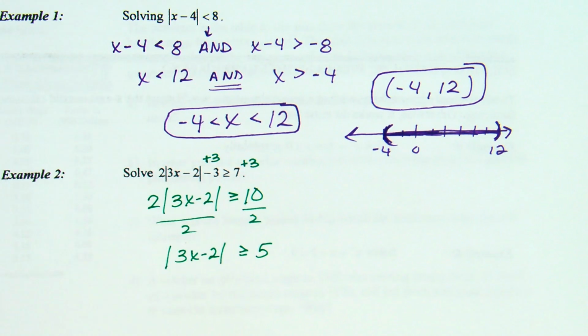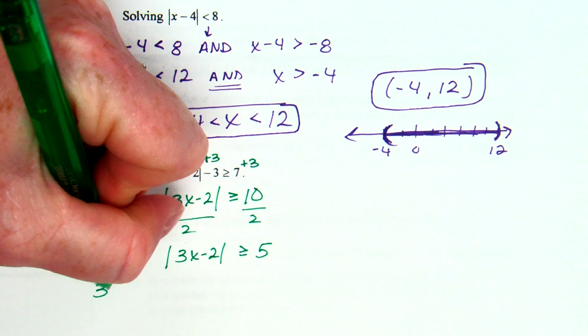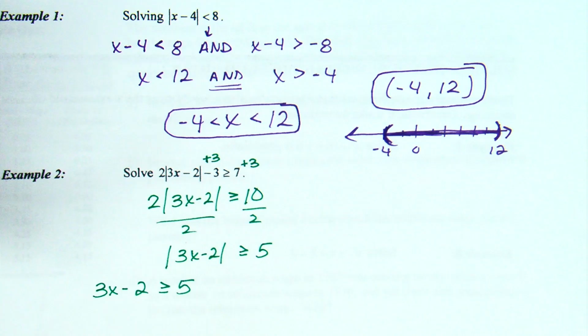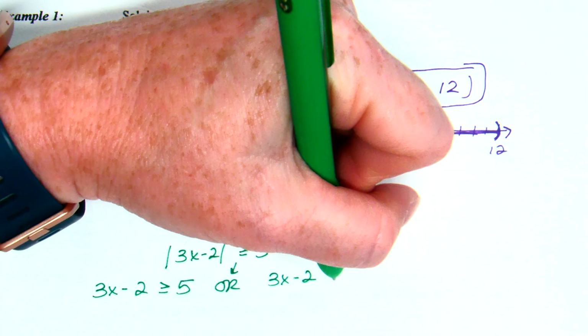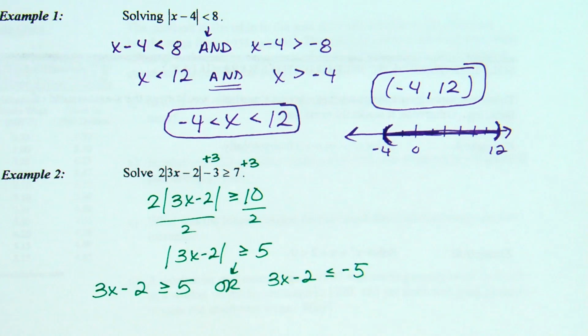We're going to set up 2 inequalities. What's the first one? The given, 3x minus 2 greater than or equal to 5. I need a word in the middle. Every time I need a word. Or, because it's a greater than sign, I'm going to use or. What about my second inequality? Okay, 3x minus 2 less than or equal to -5.